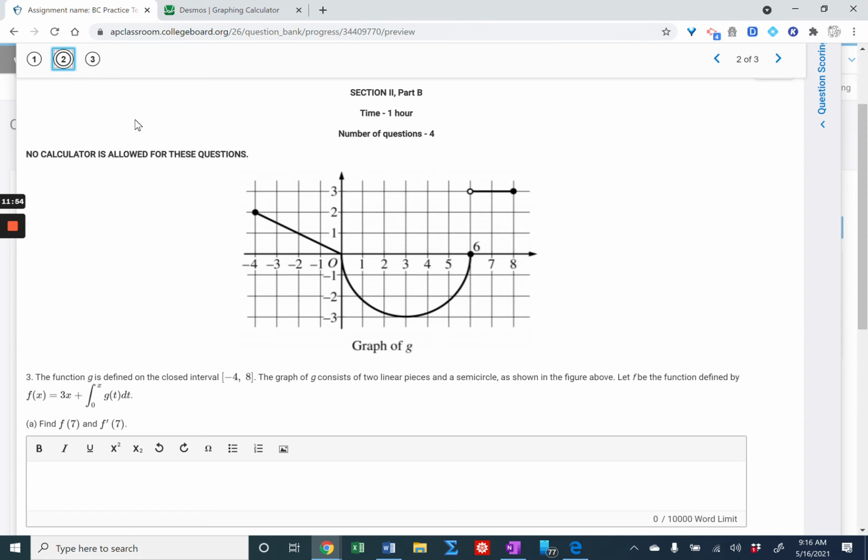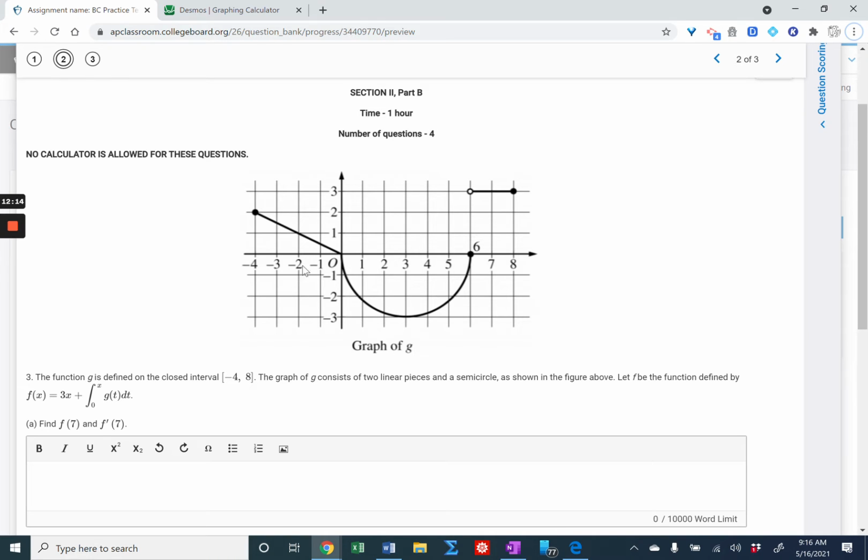All right, here's the next question. I'll show you here, and then I'll switch back over to the notes. So it says the function g is defined on the closed interval negative 4, 8. The graph consists of 2 linear pieces and a semicircle as shown in the figure above. Let f be a function defined by f of x, which is 3x plus the integral from 0 to x of g of t dt.